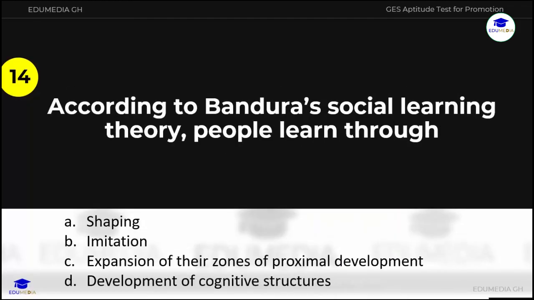Question number 14. According to Bandura's social learning theory, people learn through A. Shaping, B. Imitation, C. Expansion of their zones of proximal development, and D. Development of cognitive structures. The correct answer is B. Imitation. According to Bandura's social learning theory, people learn through a combination of observation, that is imitation, reinforcement, and modeling.